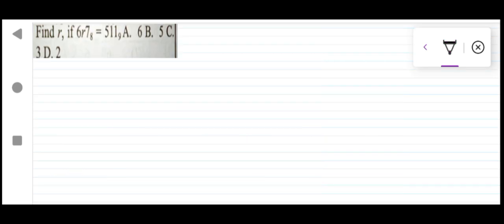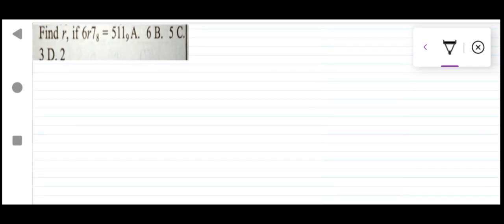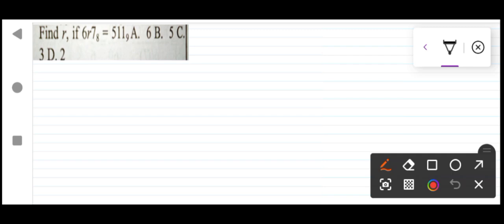A similar question to that is right here. It says find r if 6r7 base 8 equals 511 base 9. And to go with this, we want to ensure that the base 8 right here is converted to base 10, and base 9 right here is also converted to base 10. So let's get started. At this point here, we have 6r7.